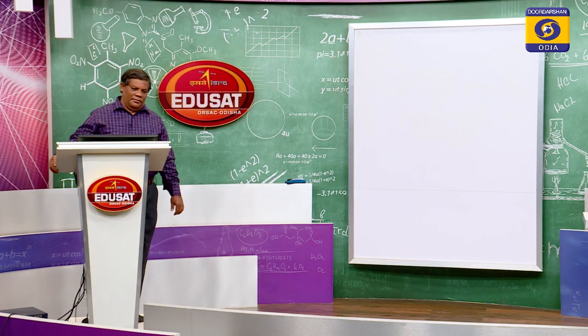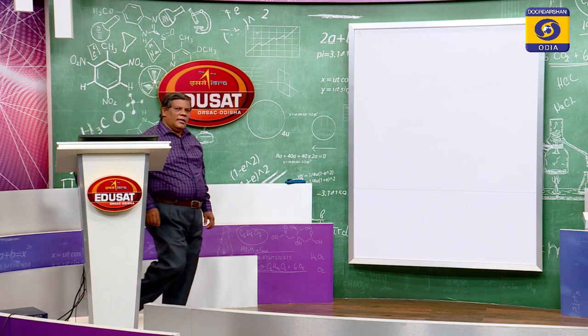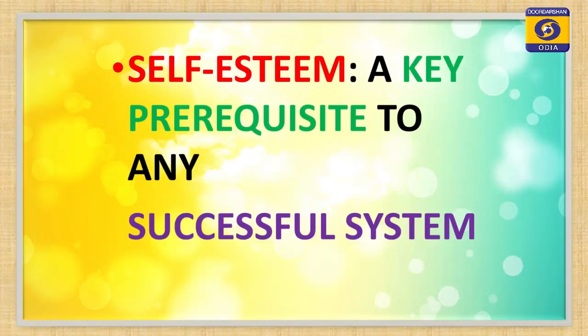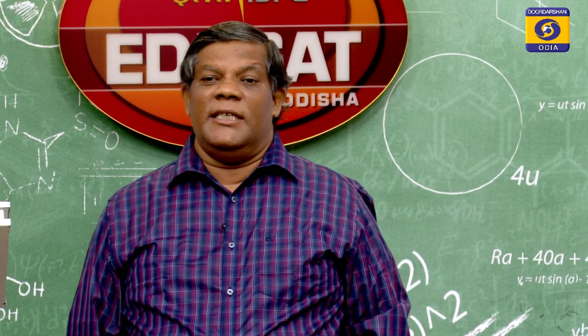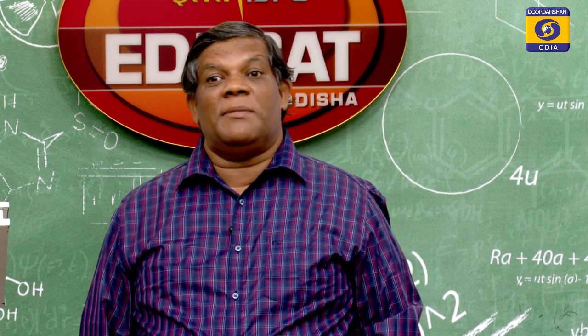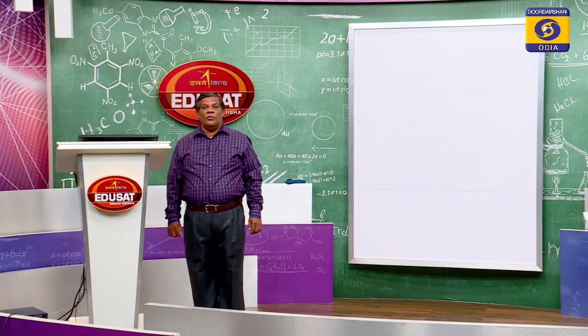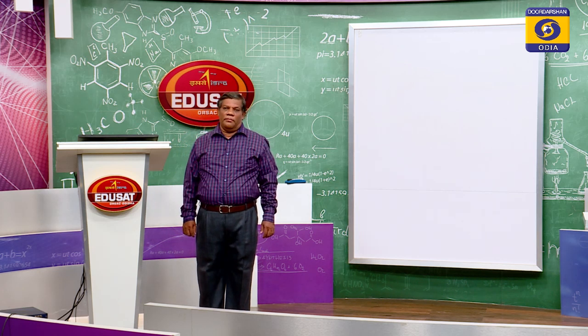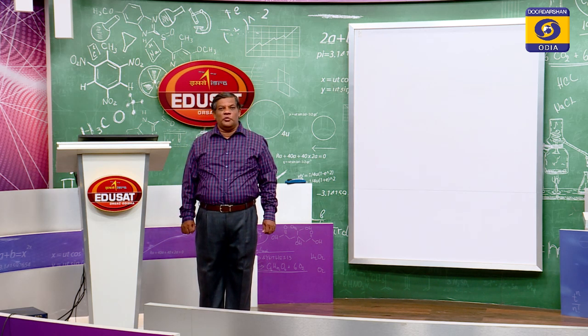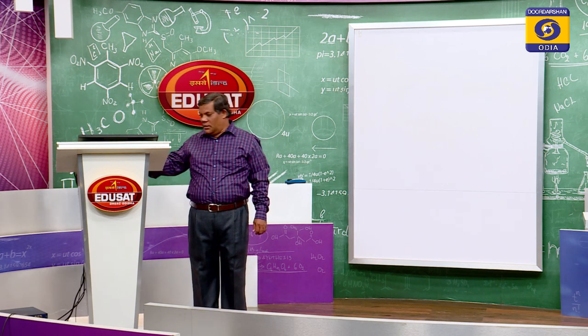So, self-esteem: he hints at a very important thing, what we call self-esteem, self-respect. And self-respect, self-esteem is a key prerequisite to any successful system. If a system is to be successful, the prerequisite is self-esteem, self-respect. Everybody is to be respected. All individual workers are important in the office. The officer is important, and the officials are also important. He attaches importance to all kinds of people, all kinds of workers.